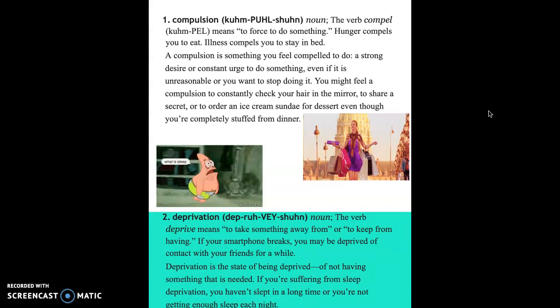Hunger compels you to eat. Illness compels you to stay in bed. A compulsion is something you feel compelled to do, a strong desire or constant urge to do something, even if it is unreasonable or you want to stop doing it. You might feel a compulsion to constantly check your hair in the mirror, to share a secret, or to order an ice cream sundae for dessert even though you're completely stuffed from dinner. As you see in the picture, this lady has a compulsion to go shopping.